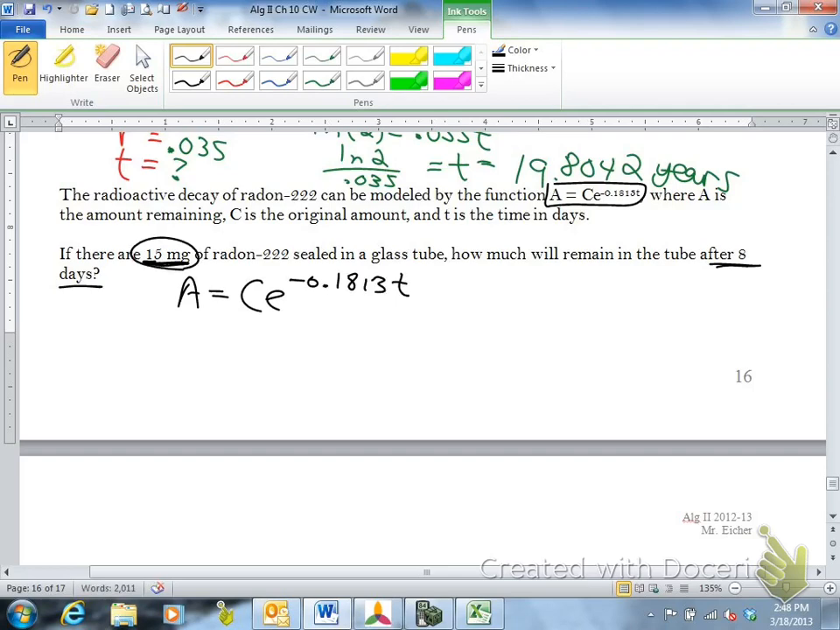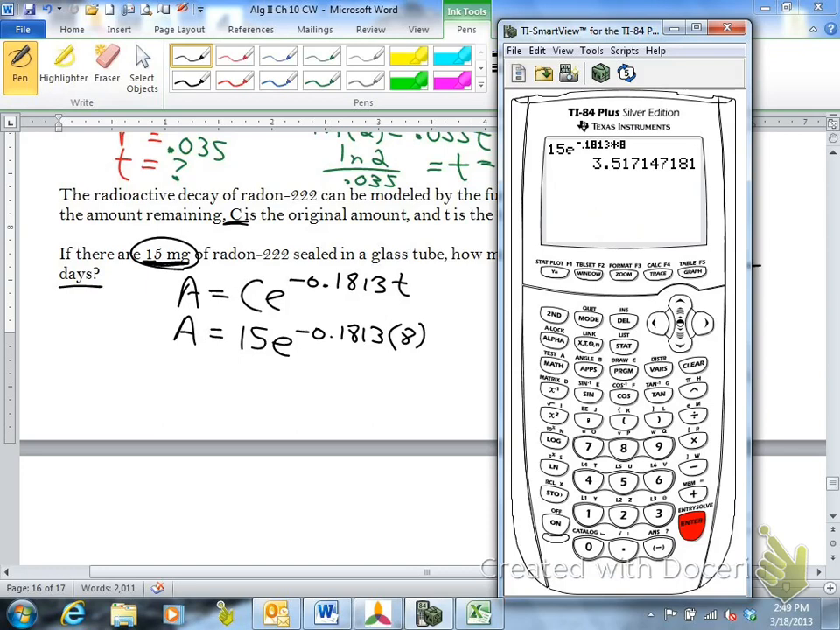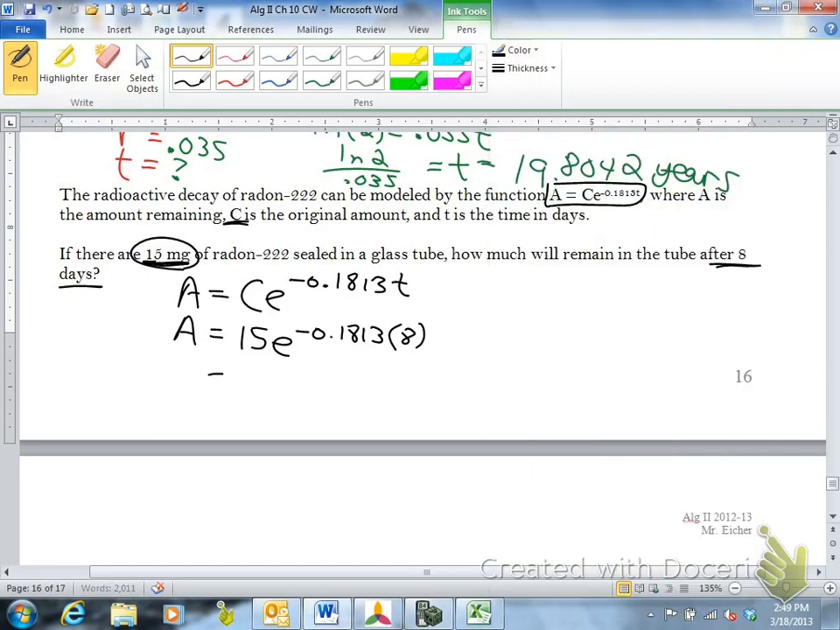15 milligrams is your initial amount, so that's going to go in for C. So 15 is for C. E to the negative 0.1813. T is in days, so T is a time, so that would be an 8 right here, and you're looking for the amount after 8 days. Then you type that into your calculator and you can get the answer. There's no logging both sides or anything like that. 3.5171 milligrams.